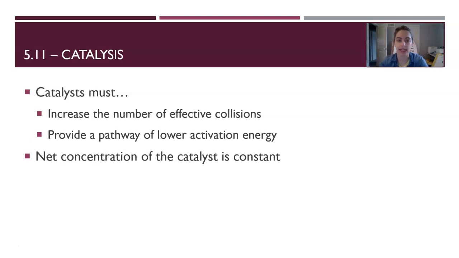So let's talk about what a catalyst does. A catalyst must do one of two things. It must either increase the number of effective collisions. So we know that in order for a reaction to happen, the particles have to actually collide. So if we can increase the number of collisions via a catalyst, it's doing what it's supposed to do, which is to make the products a little bit more favorable.